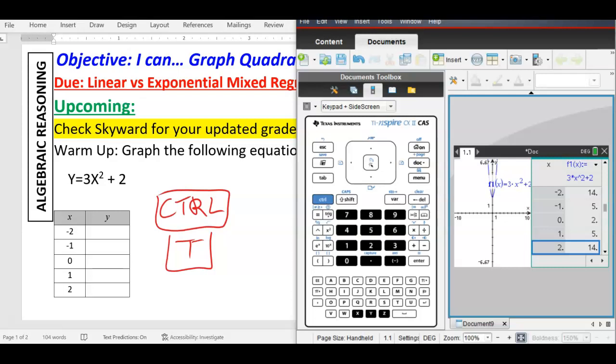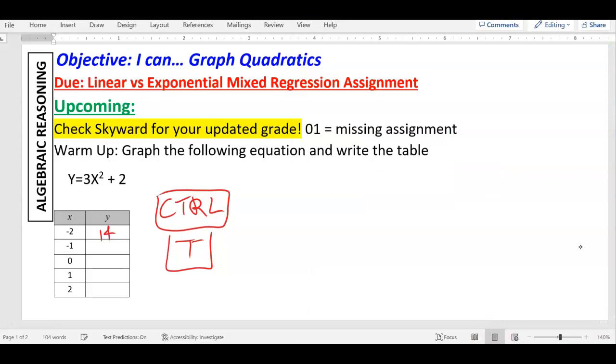Now, let's write this down. At -2, the y value is 14, -1 is 5, 0 is 2, 1 is 5, 2 is 14. So we can go ahead and put that all the way down: 14, 5, 2, 5, 14. You can see what a quadratic does. Okay, it goes down, comes back up, it curves, okay? And that's pretty much it. So that's what I did.